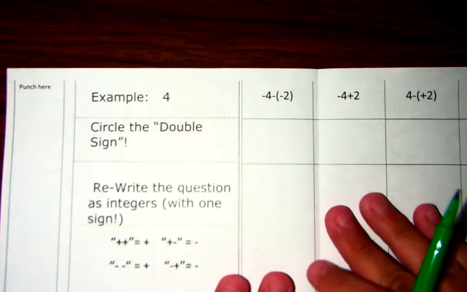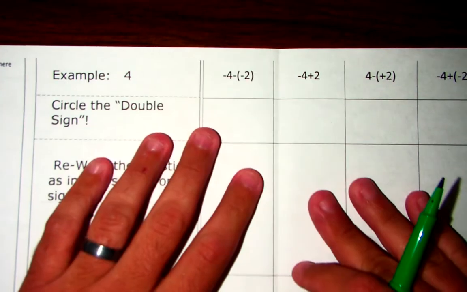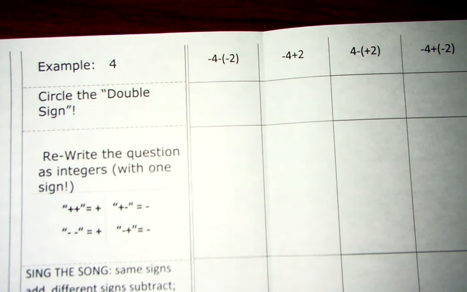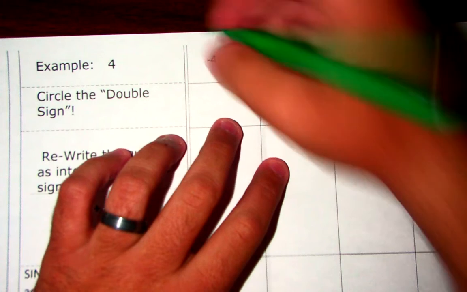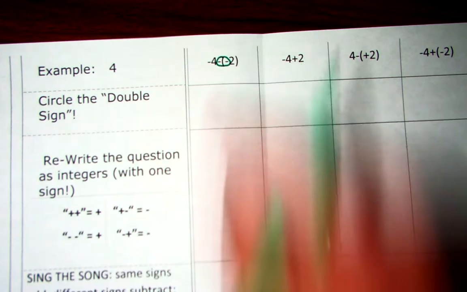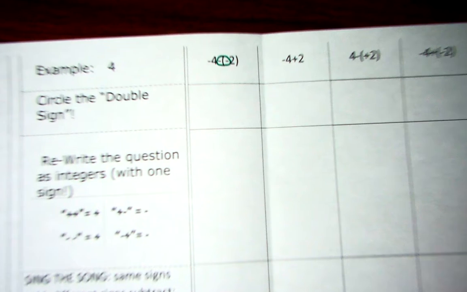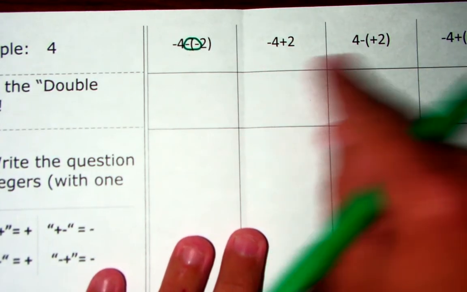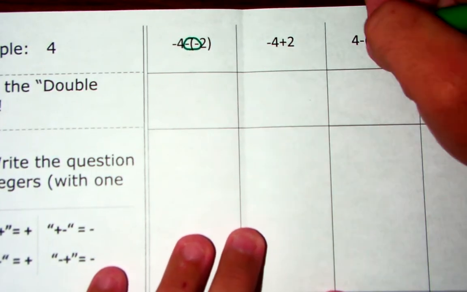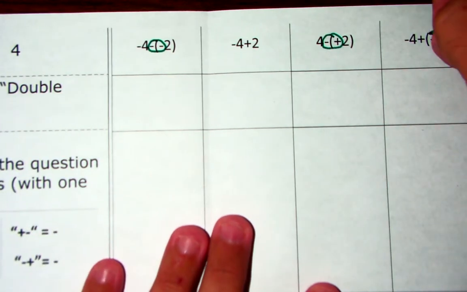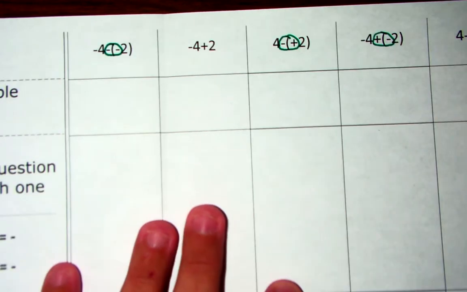All right. Now, oh my God, would you look at this? We got back-to-back double signs, and we don't do that here in math. So we have some rules. It says to circle the double sign. So I'm going to circle every single problem that has a double sign back to back. If you look at the second example, there's not a double sign. On the third one, there is a double sign. On the fourth one, there's a double sign. And on the fifth one, there's a double sign.